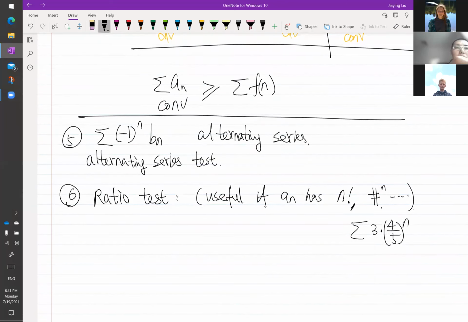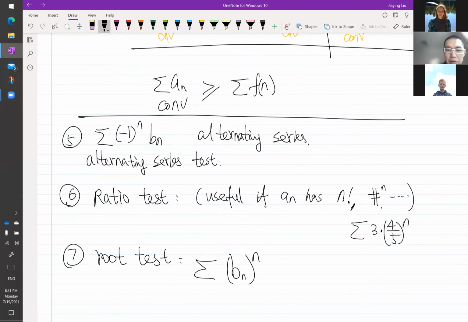And then the root test is useful if you have a series that has some constant a times bn raised to the power of n. If you have something like this, you might want to consider the root test.